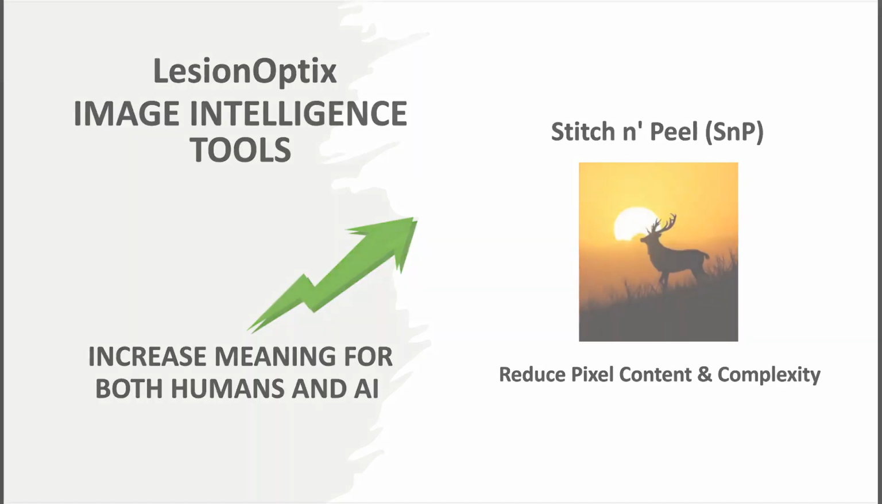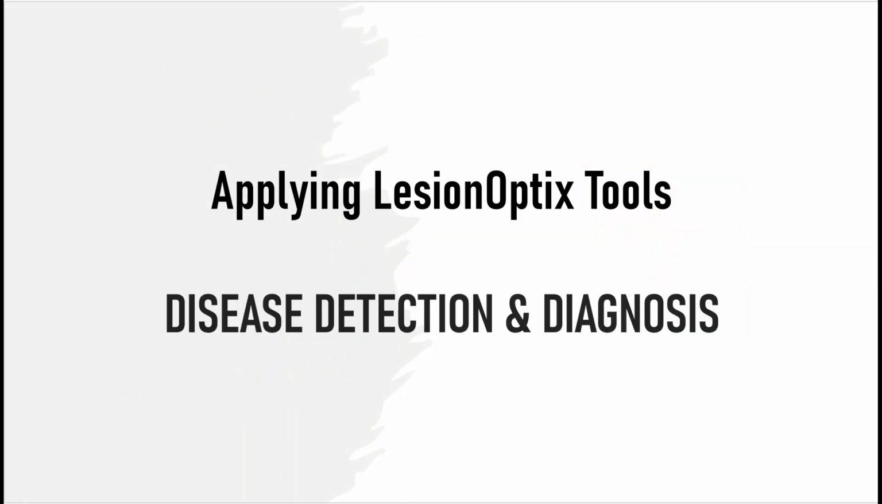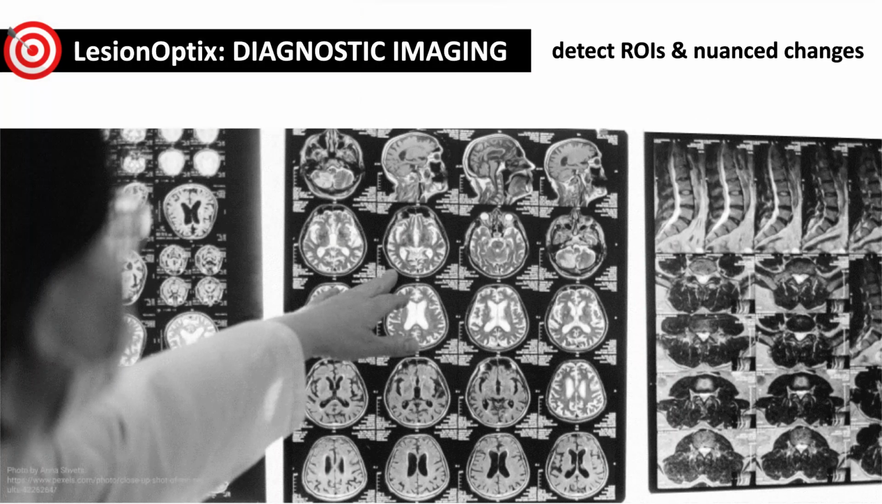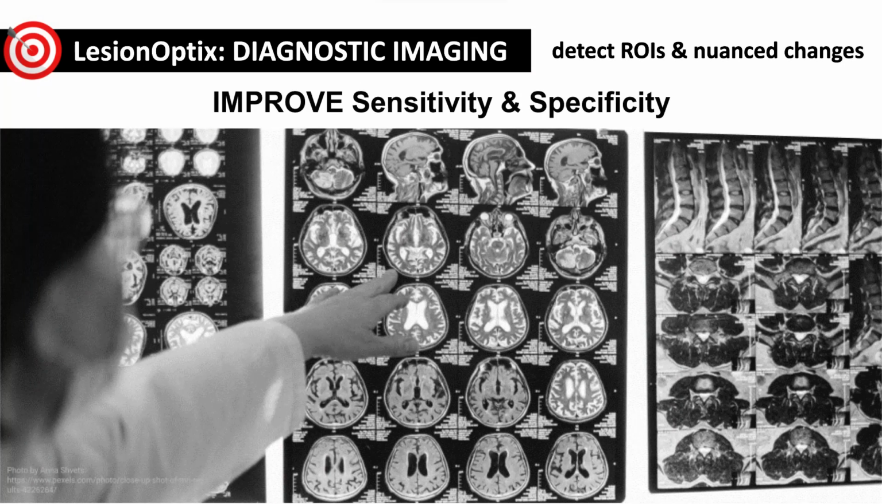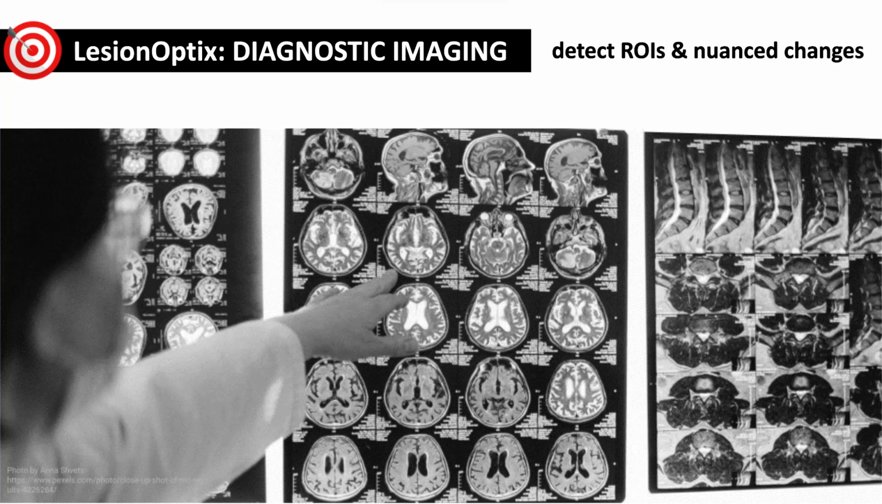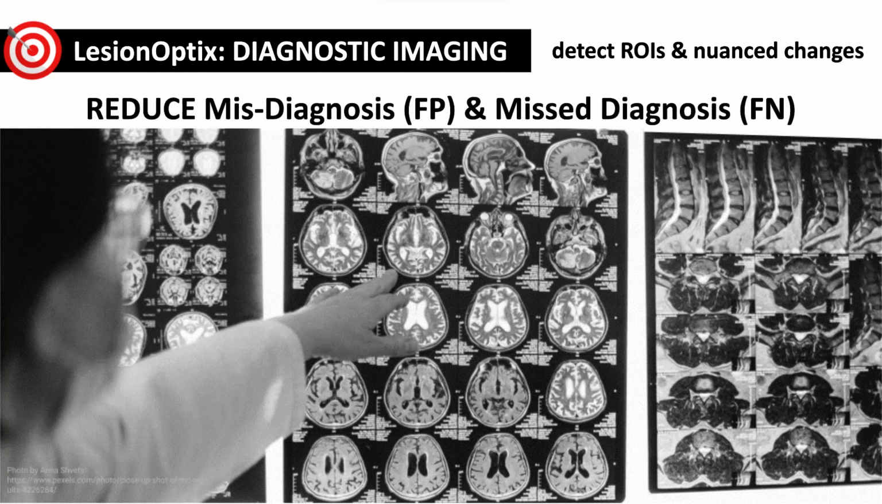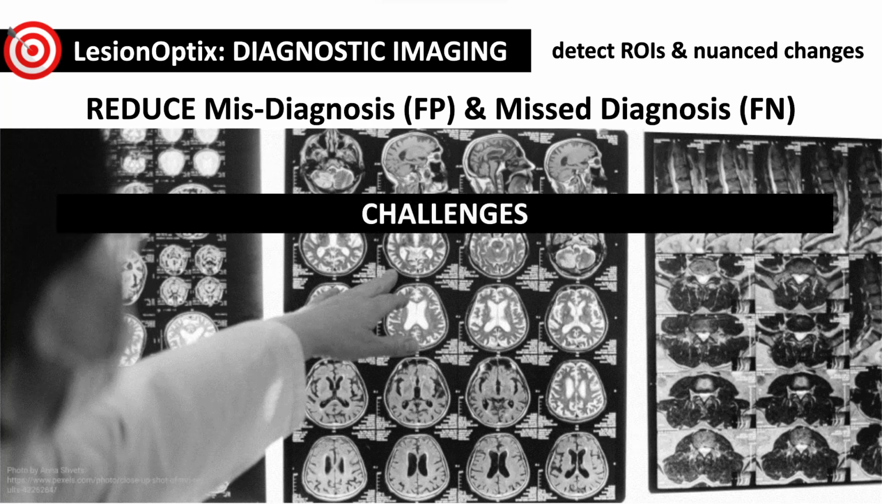We can apply Lesion Optics tools to improve disease detection and diagnosis, specifically as it applies to diagnostic imaging and detecting ROIs and nuance changes. To think of it another way, we want to cooperatively improve both specificity and sensitivity to get it right all the time. When it comes to disease detection and diagnosis, we want to reduce false positives, the misdiagnoses, and false negatives, the missed diagnoses. But there are challenges.